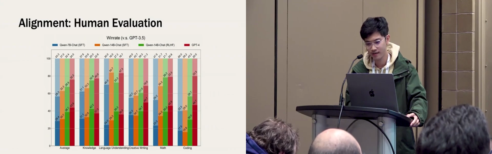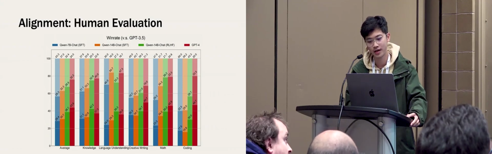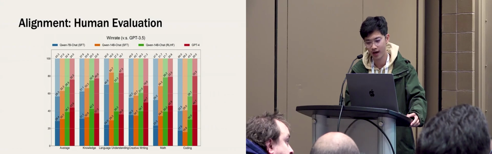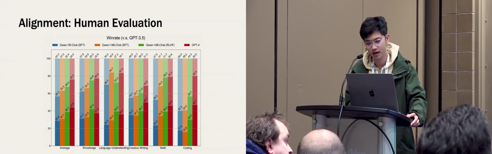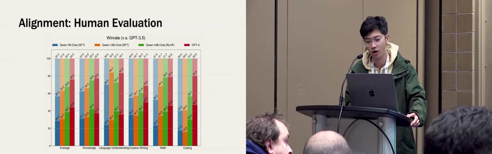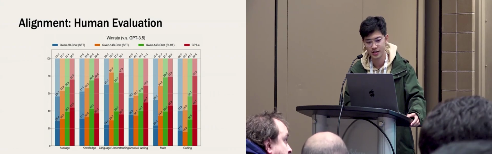And here's the human evaluation result measured by the win rate versus GPT-3.5 across 5 different domains. And we noticed our model can improve almost all aspects in this evaluation.